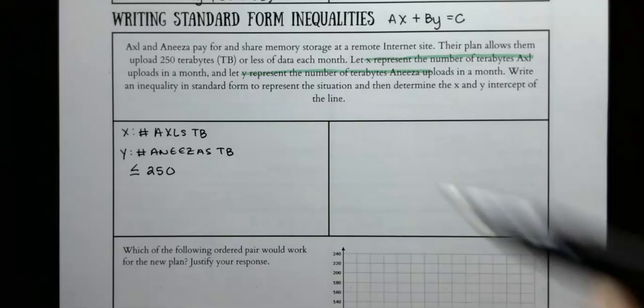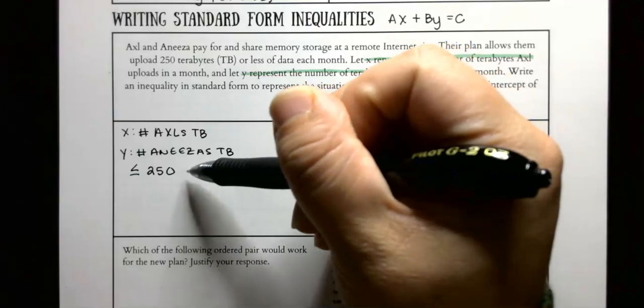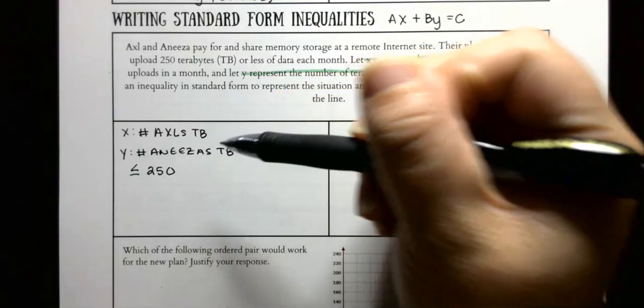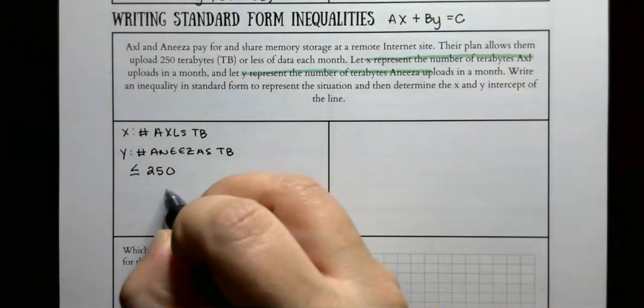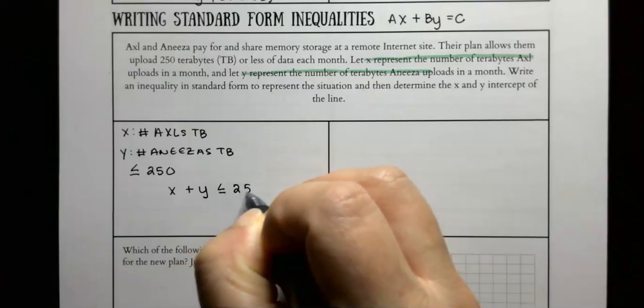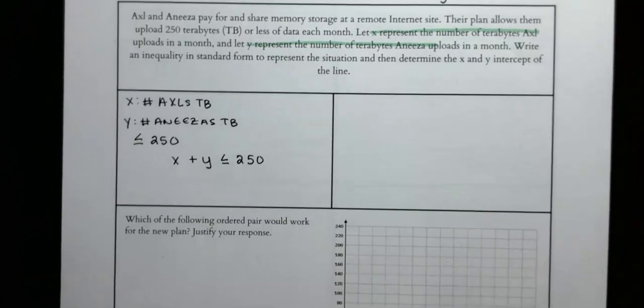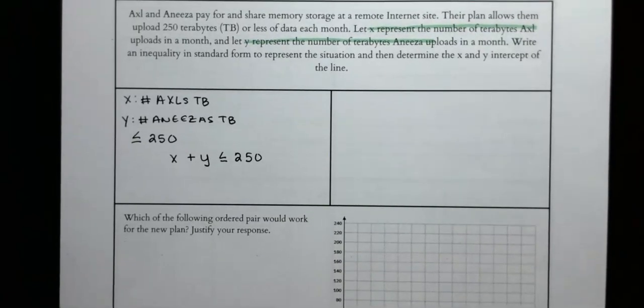So with that being said, we know that Axel and Anisa has to add up to be either equal to 250 or it has to add up to a number less than 250. So we're going to say X plus Y is less than or equal to 250. This is our standard form equation. Now we're going to use it to find the X and the Y intercept, because notice that down here we have a graph that not only do we have to put those X and Y intercepts, but we're going to use those 2 points to form the line and determine all the different solutions to this problem.